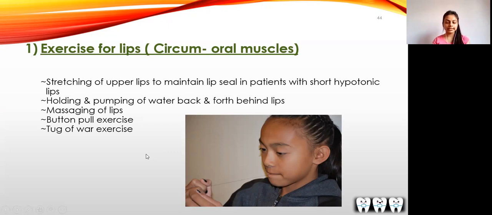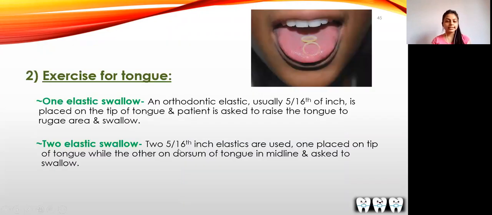Next is the tug of war exercise. It is similar to the button pull exercise, but two buttons are used. Now, exercises for the tongue.